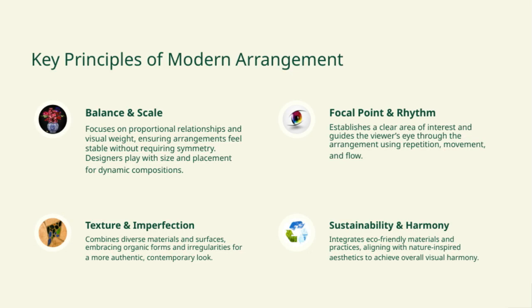Let's start by talking about sustainability and harmony. This principle is all about incorporating eco-friendly materials and practices into our designs. It's not just about being environmentally conscious, but also about creating a look that aligns with nature-inspired aesthetics. When we do this well, it results in a visual harmony that feels balanced and connected to the natural world.